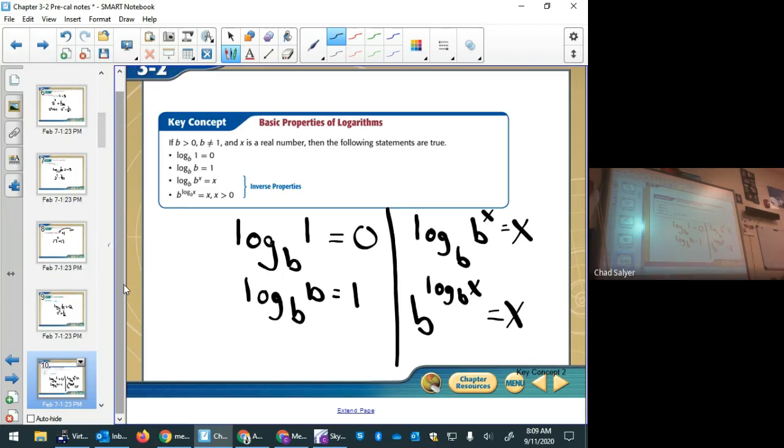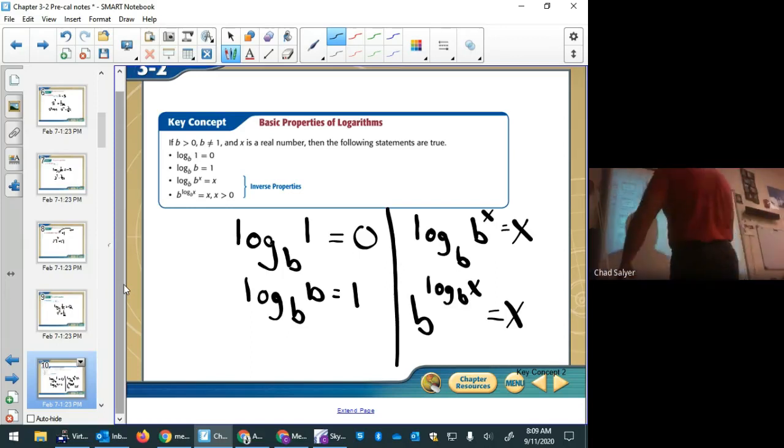And where's the last one? B to the log base b of x equals x. Can get a little unwieldy if you let it. All this is in your book, but it is very important to know.